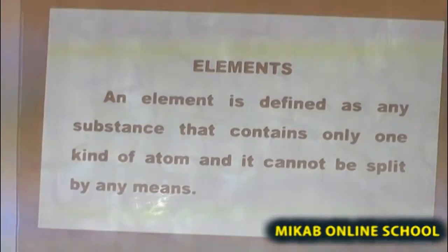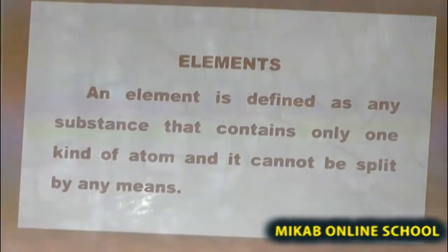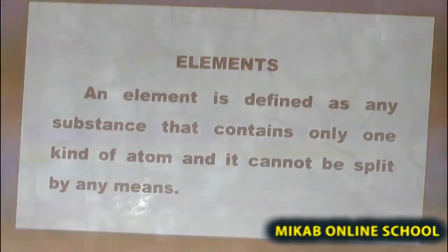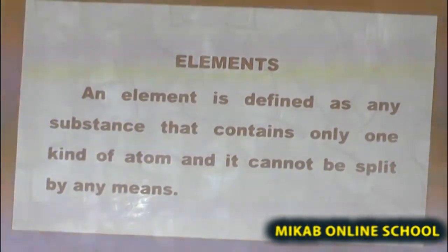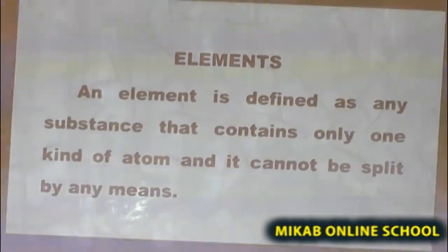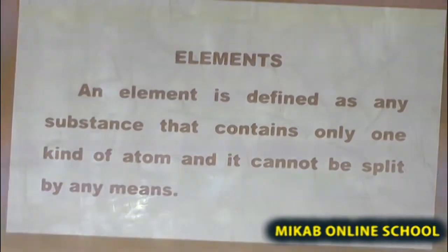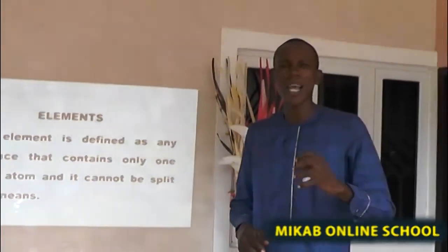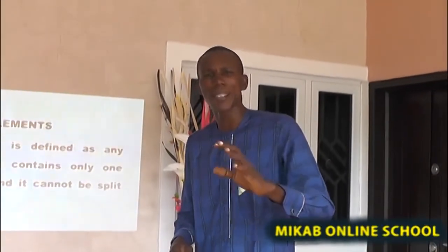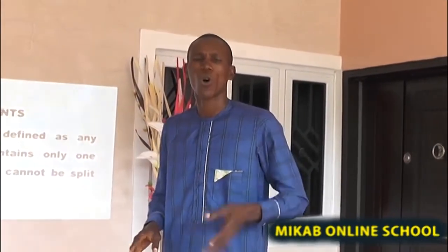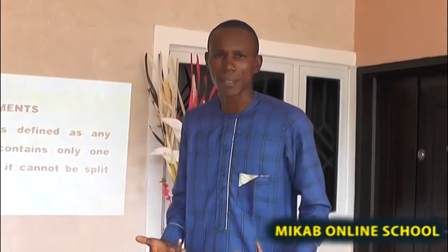What is an element? An element is defined as any substance that contains only one type of atom, only one kind of atom. Of course, an element cannot be split by any chemical means or by any physical means. An element exists as a single entity. It cannot be split by any means at all, whether by chemical means or by physical means.